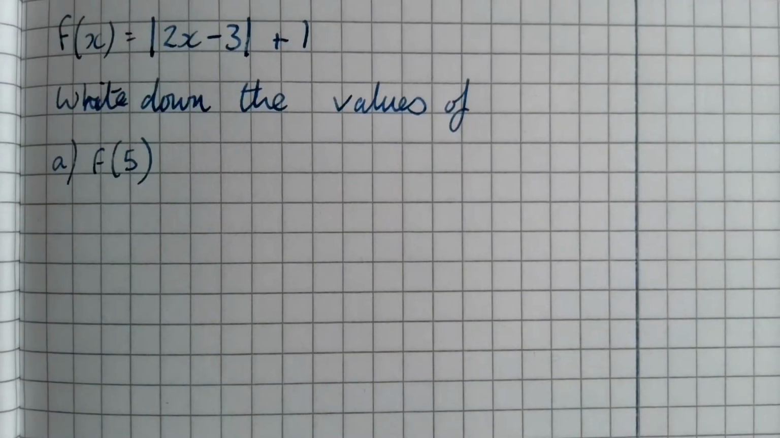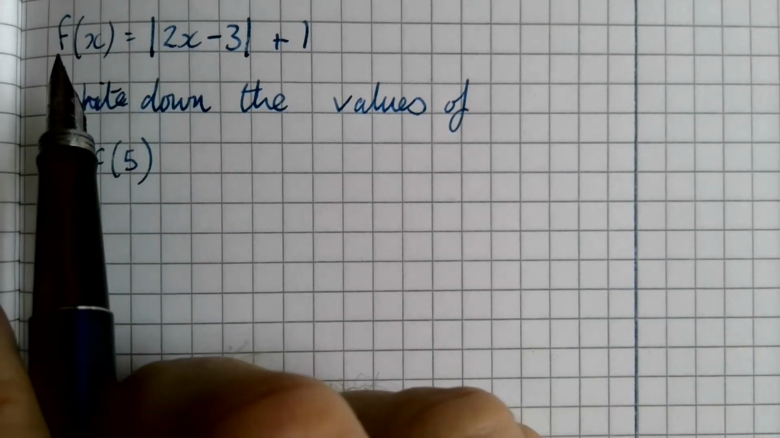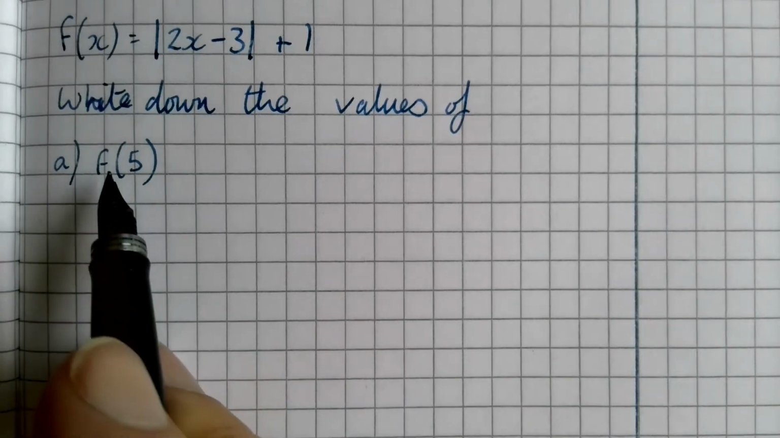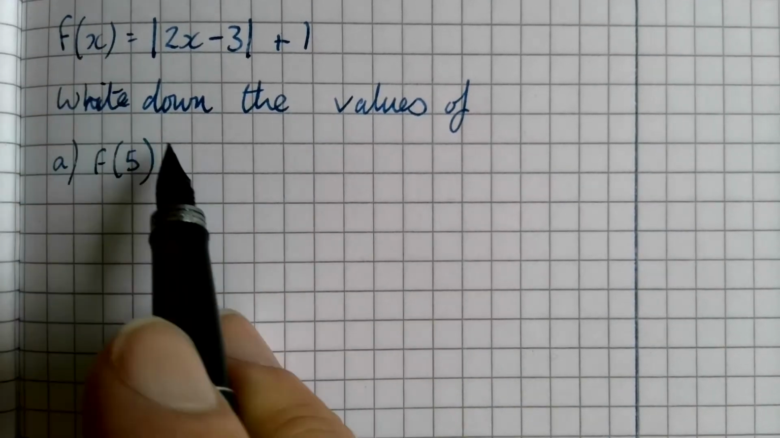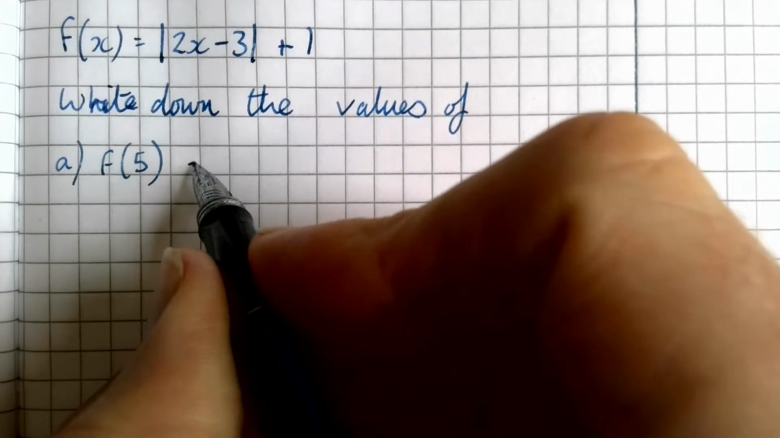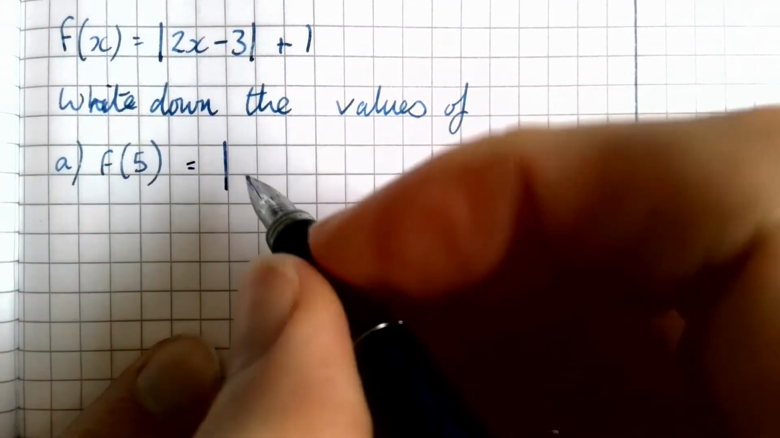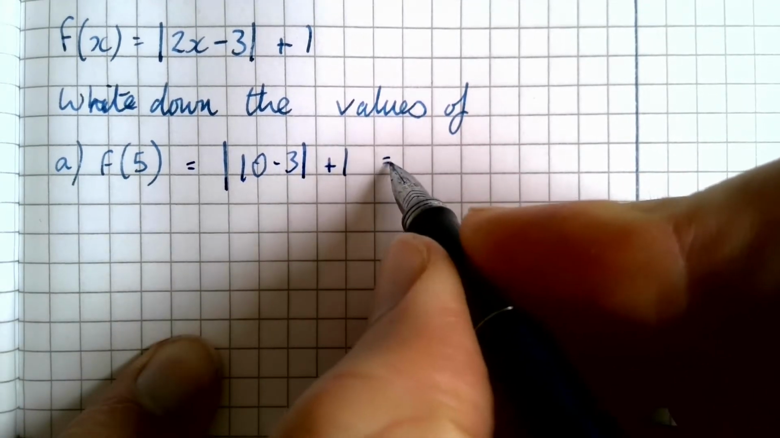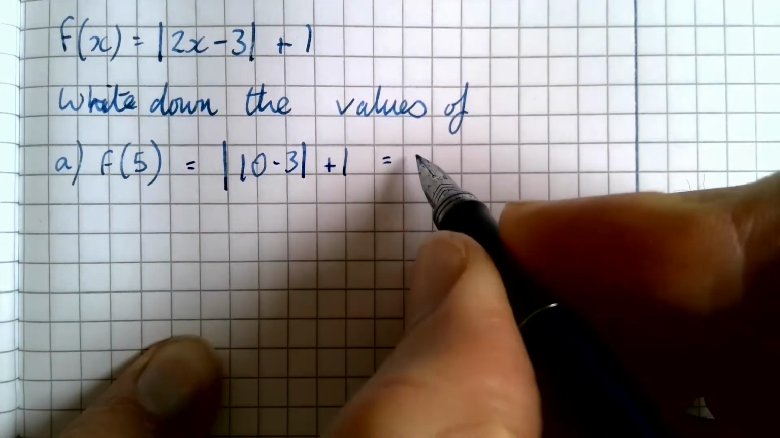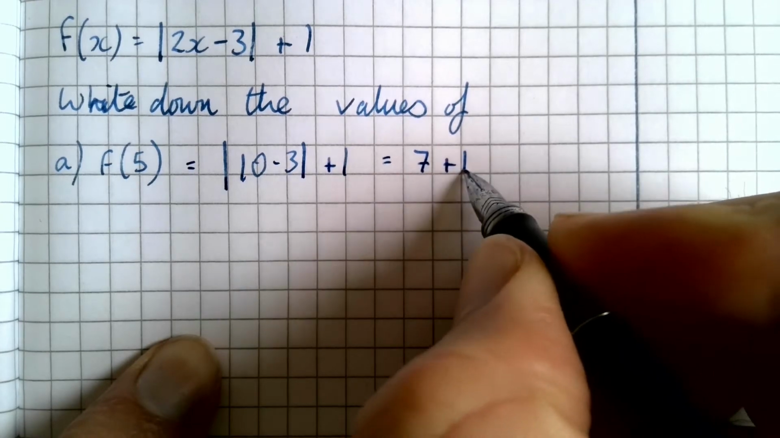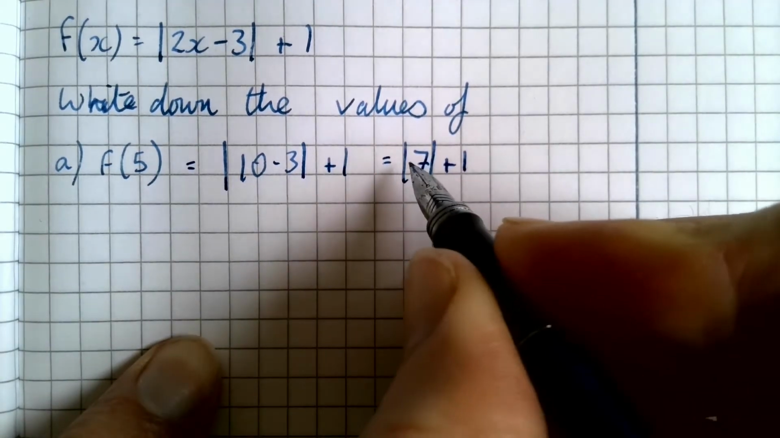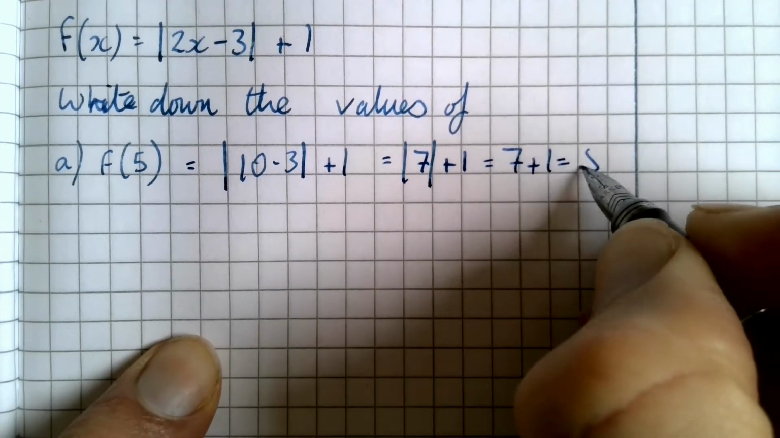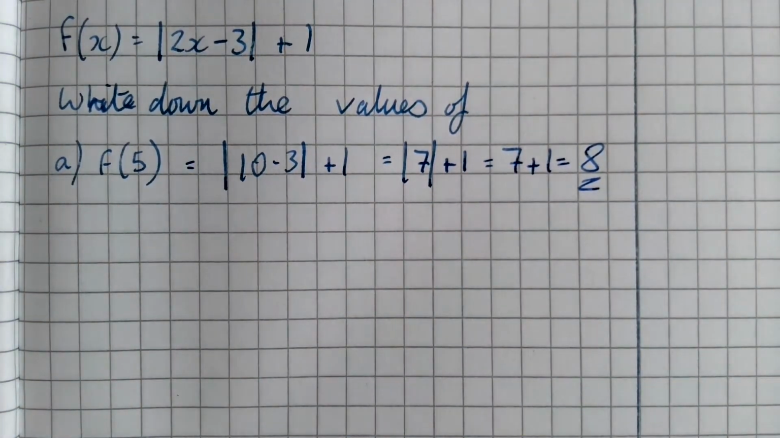Okay, so this time we've got a modulus inside a function. So if you want to write down the values of the function when x is equal to 5, what we need to do is start off by, well, 2 5s are 10, aren't they? So that's 10 take 3 plus 1. So 10 take 3 is 7, plus the 1, or the modulus of 7, that's a positive anyway, so it makes no difference. So it's 7 plus 1, which is 8.